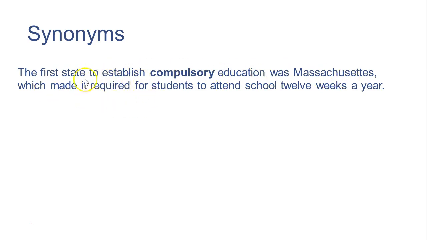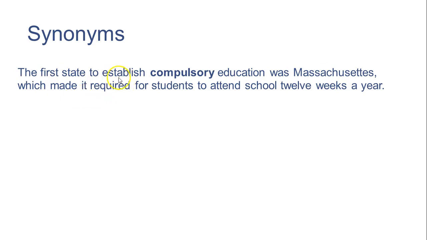And here I get to the word required. So it could be the one I'm looking for. So I have the word required, which is also an adjective, and I have the word compulsory. Hopefully you know the meaning to the word required, because if you do, then you know the meaning to the word compulsory, right? Because the sentence means the first state to establish compulsory education was Massachusetts, which made it required.